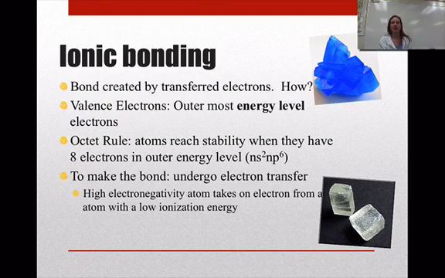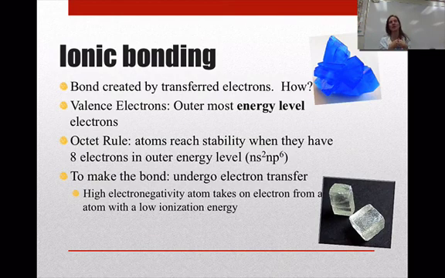So they have to undergo some kind of electron transfer. And here's how it works. When you have two atoms come near one another, one that has a high electronegativity and one that has a low ionization energy, when they get near enough, the one with a high electronegativity can essentially rip an electron away from the atom with low ionization energy. So you have a physical transfer of electrons from one atom to a new atom. Okay, it's a physical transfer.